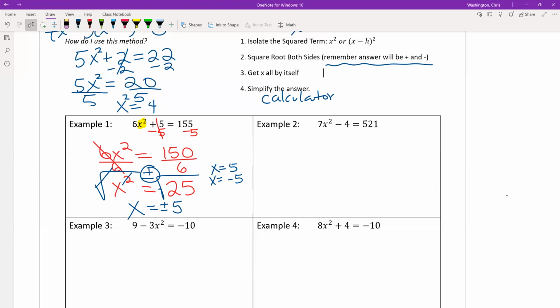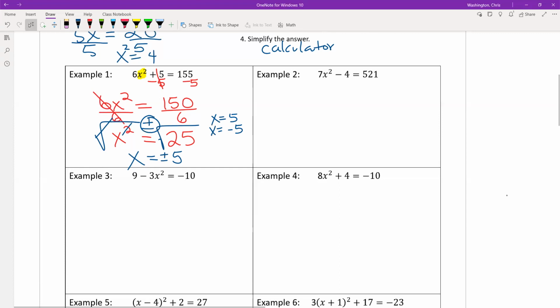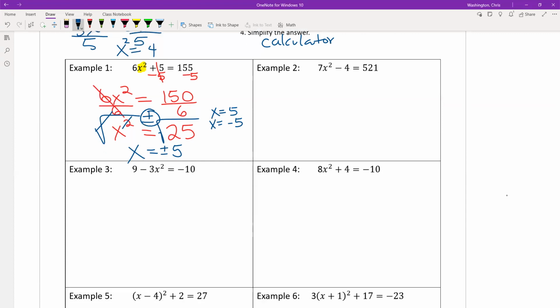Number 2, these problems do get a little bit more difficult as we move down the page, but the process is the same. We're going to add 4 to both sides. The 4s are going to cancel out. 521 plus 4 is 525. We're going to divide by 7. 525 divided by 7, type that in the calculator. I probably would need to if I hadn't done this 12 times today already. 525 divided by 7 is 75.